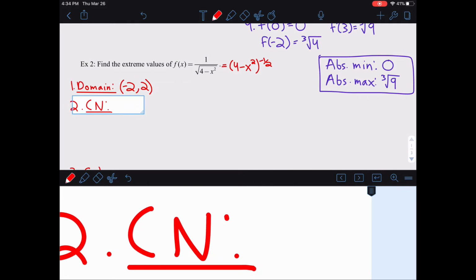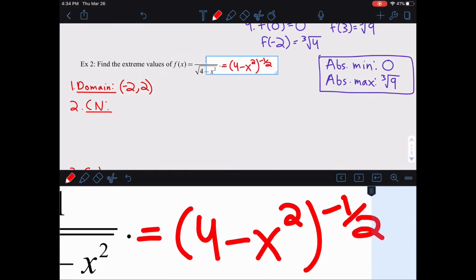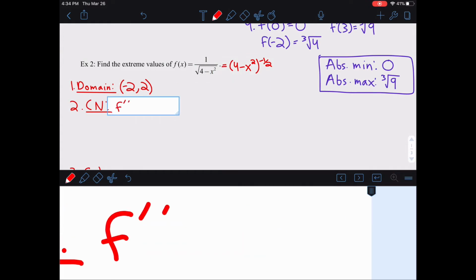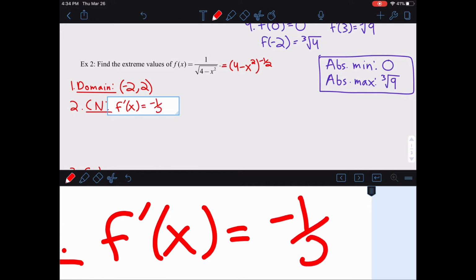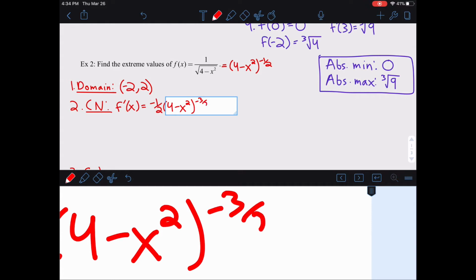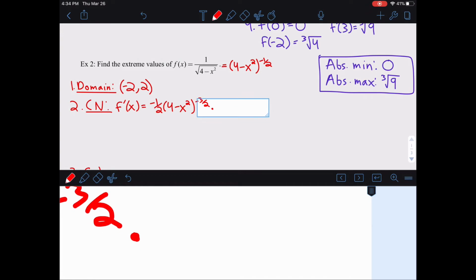Step 2, critical numbers. So let's take f of x. Let's find its derivative. I have it rewritten. So f prime of x is going to be, I can use the power rule, negative 1/2 times 4 minus x squared, and now take 1 away from the exponent, so I get minus 3/2, but we have to remember our oldest friend, the chain rule. Multiply by the derivative of what's on the inside. What's the derivative of 4 minus x squared? That's going to be negative 2x.